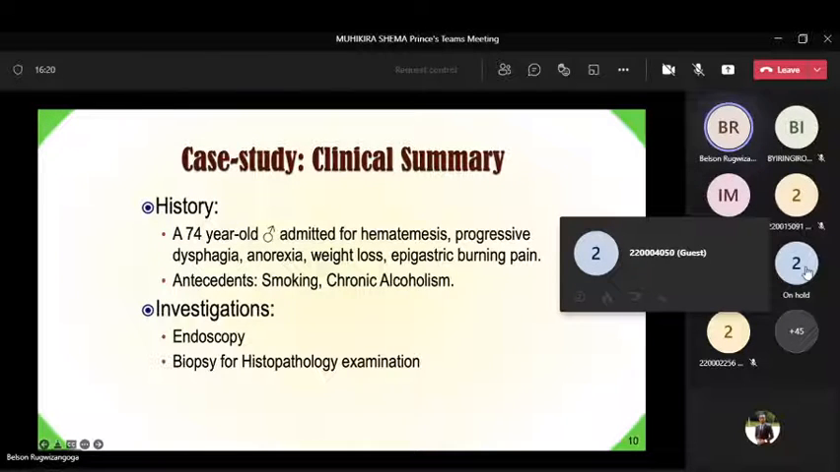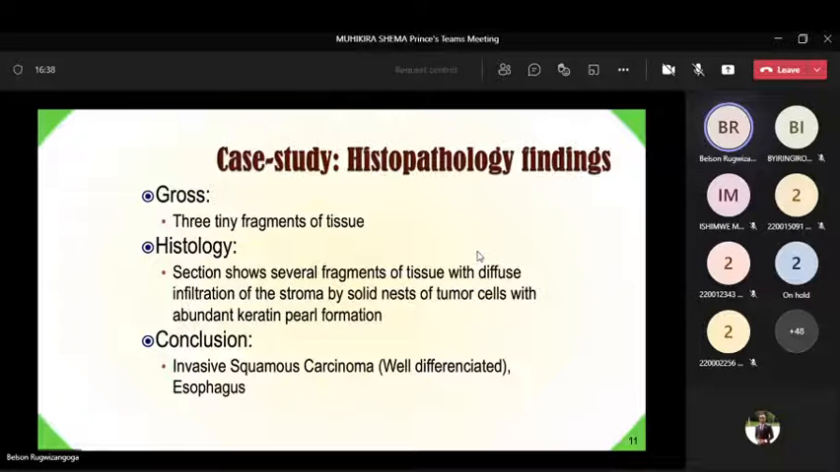So as his antecedents, he was a long smoker, and he also has been using alcohol for a long time. So investigations which were done so far were endoscopy, and of course through endoscopy they took a biopsy for pathological examination. So in histology, we have received 3 very small fragments of tissue because these are tissues taken by the endoscopic machine, so they are always very small.